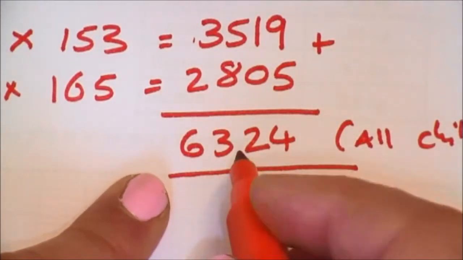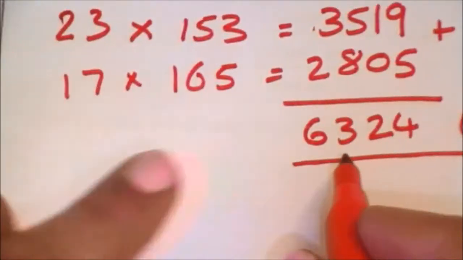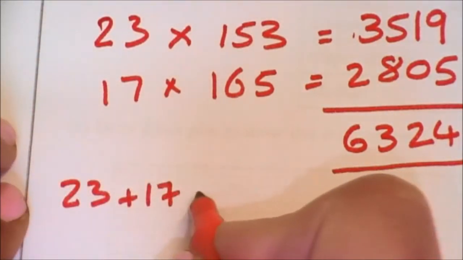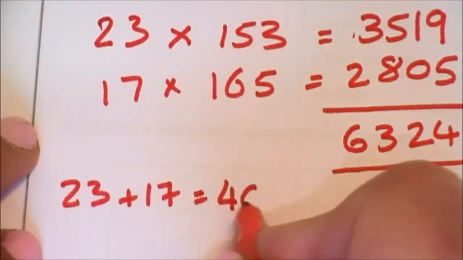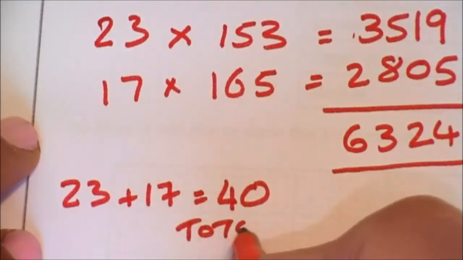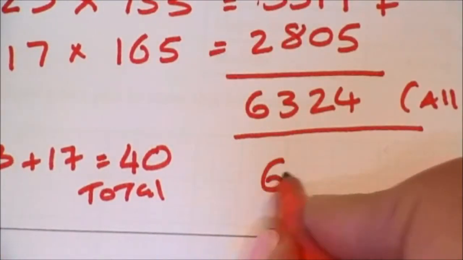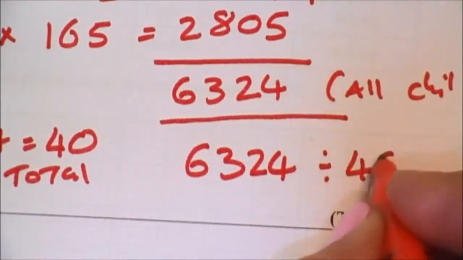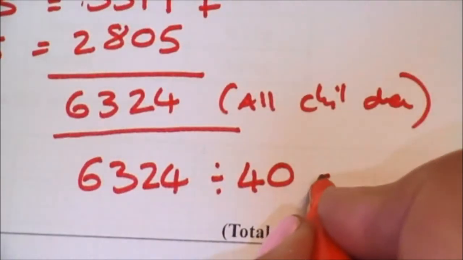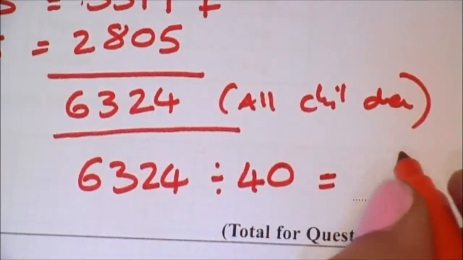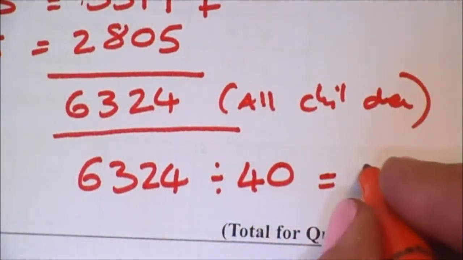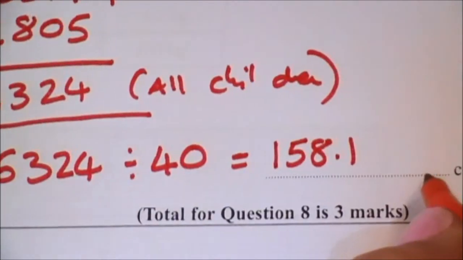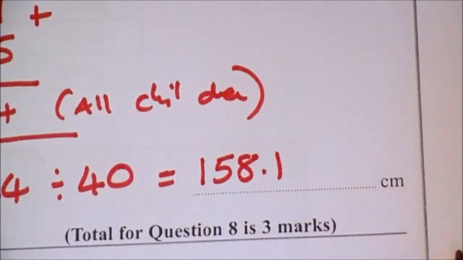What I need to do now is divide that by however many children I've got. So I've got 23 girls and 17 boys. When I add those together, it gives me 40 children in total. So I then need to do 6,324 centimetres divided by all 40 of the children, and it is a calculator paper, that's why I'm zooming through this so quickly, and that's going to give me 158.1 centimetres. They've given us the value there.